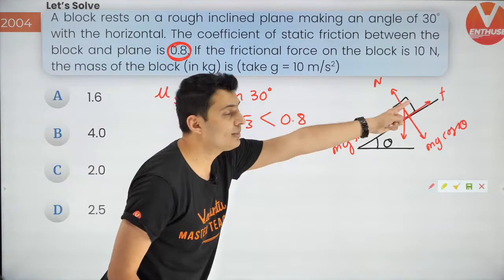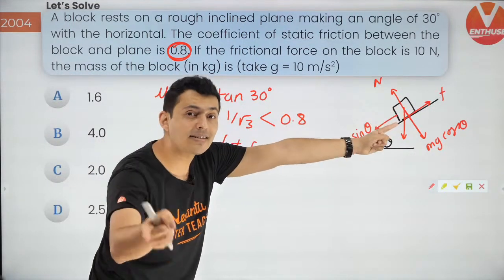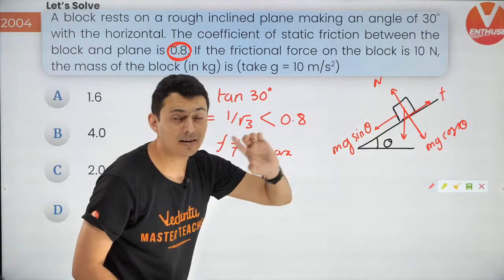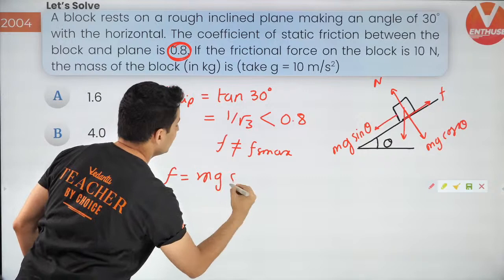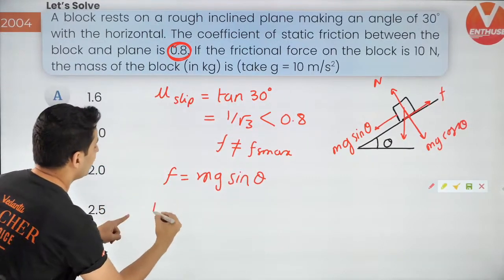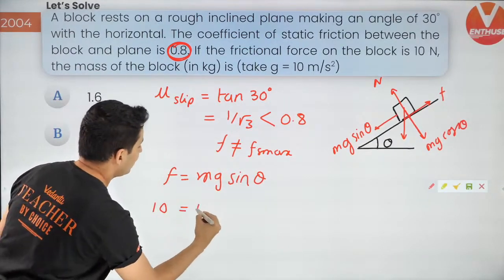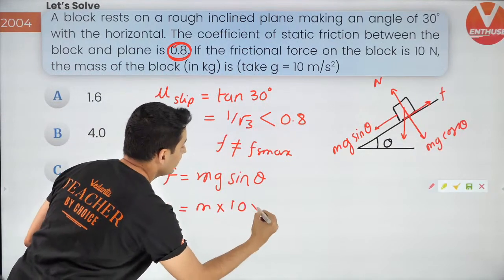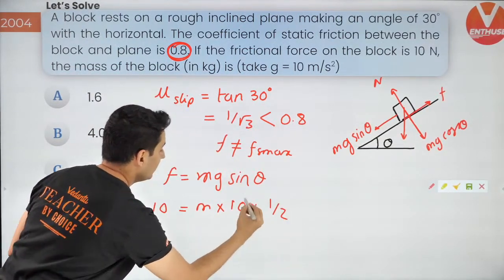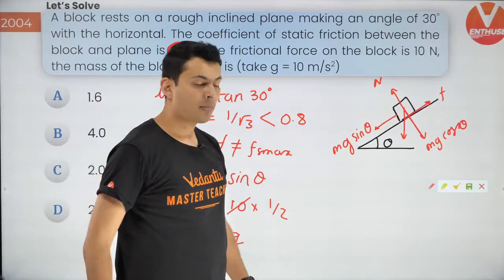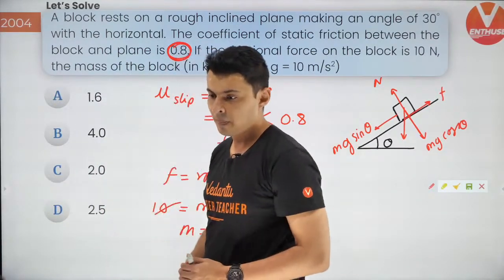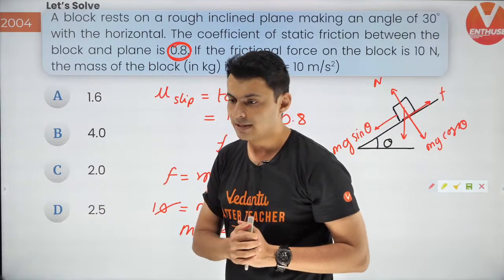Now, if that's the case, what will be the friction? As much as required. How much ever is required, it will adjust itself. So that friction will be mg sine theta. Friction is 10 Newton. M is unknown, g is 10. Sine 30 is half. 10 goes, m is 2 kg. That's the answer. Correcto. I hope this is very, very clear.